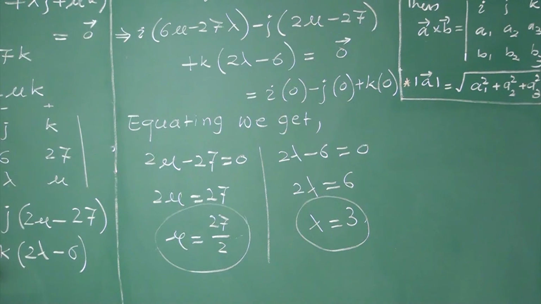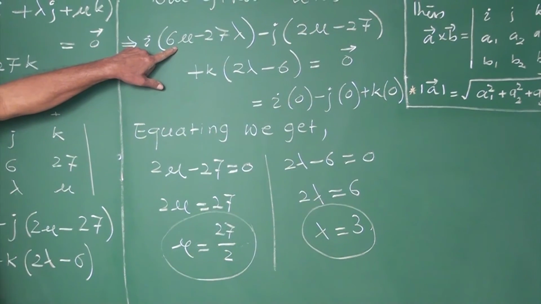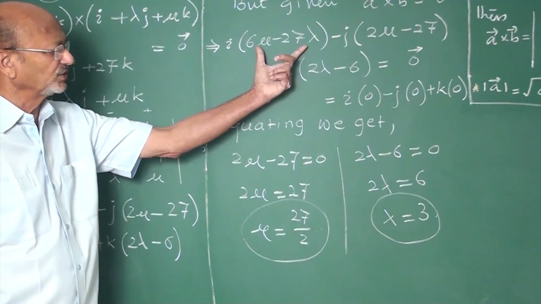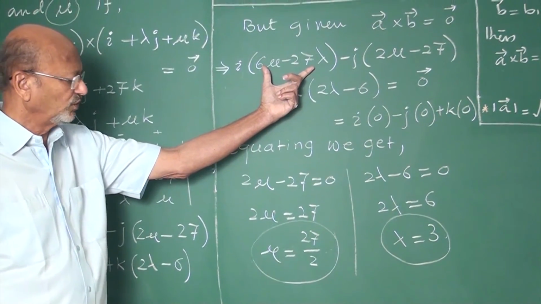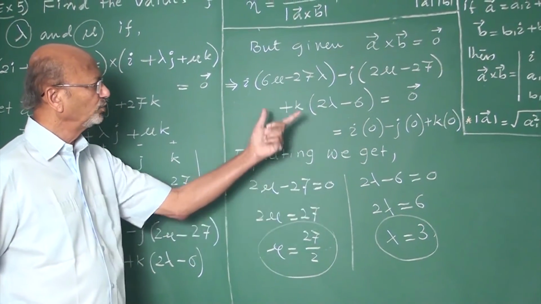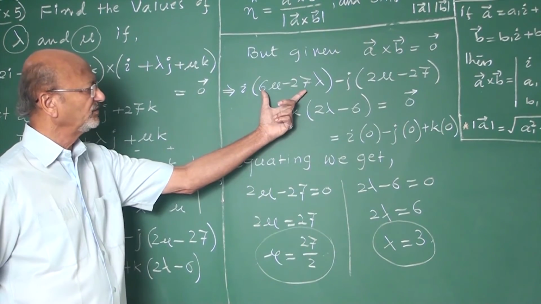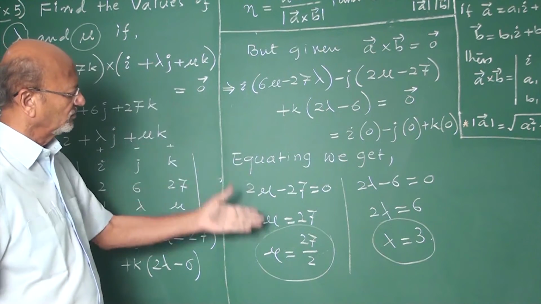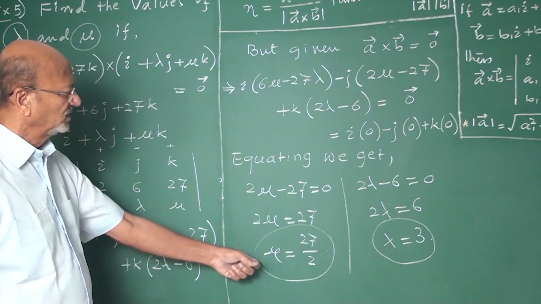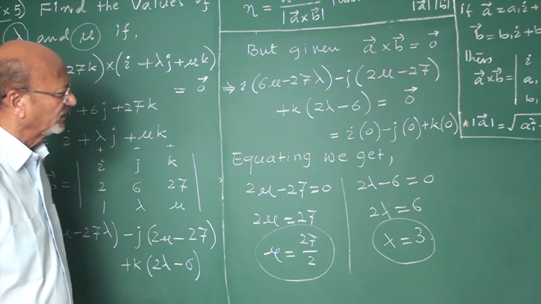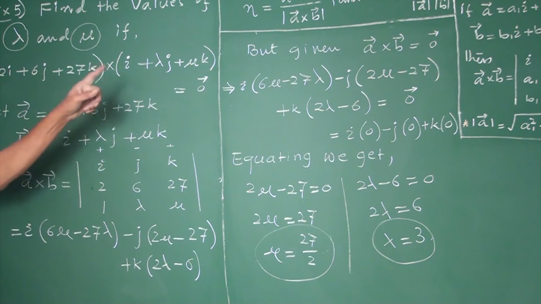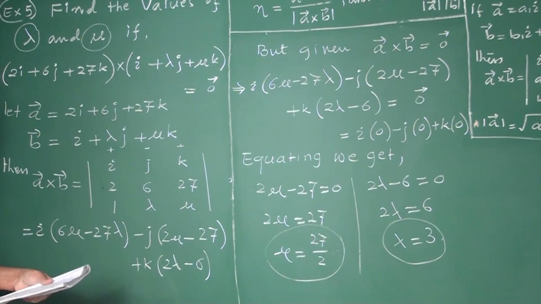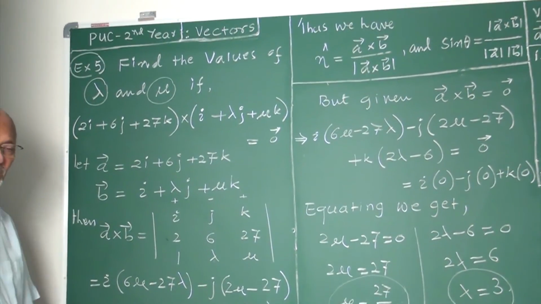If you get the time, take this equal to 0. These values of mu and lambda should satisfy this equation. That is a verification. If you have time, you do it. Otherwise, anyway, you have found the values of lambda and mu. See, once again go through it. I will once again go very quickly.